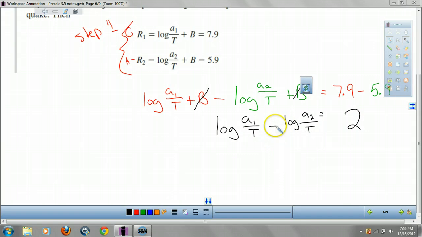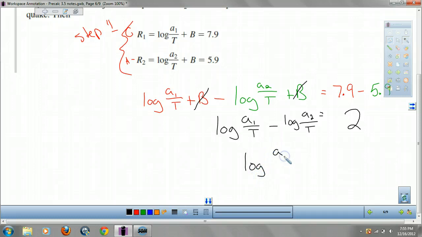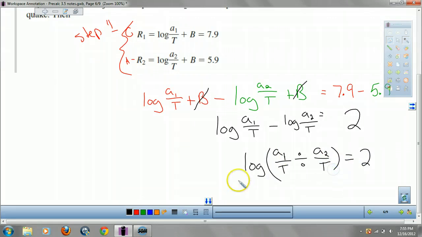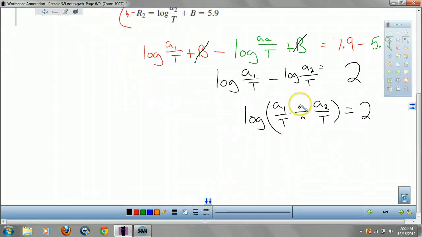Okay. What do we do with the subtraction? Can we change that into division? So my log of A sub 1 over T divided by A2 over T equals 2. Right? Because subtraction, I can move it in there with division, our good old quotient rule. Now remember, when you divide by a fraction, you actually multiply by the reciprocal. So what happens to your T's is they cancel.